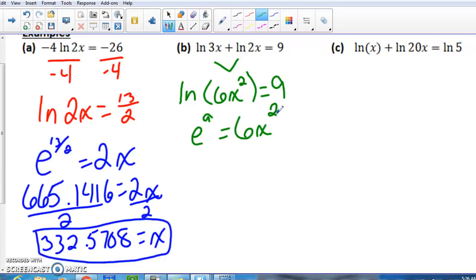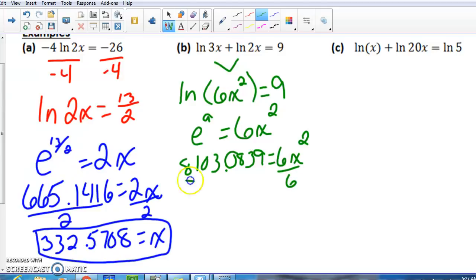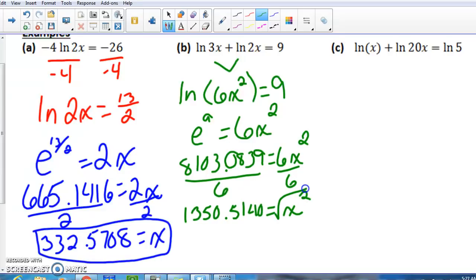Well, again, at this point, e to the 9th is something I'm typing into my calculator. When I did that, I got 8103.0839. Okay, then you know how to solve this. You know that we would then divide both sides by 6. So I have 1350.5140 if I round it right. And then I would take the square root.